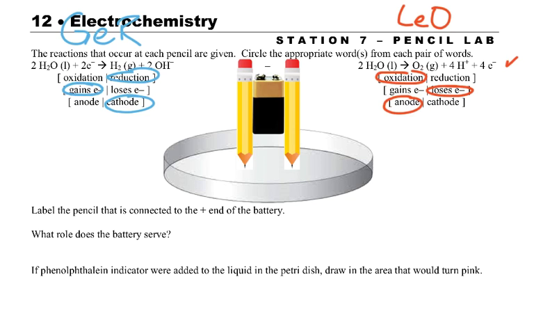Okay, label the pencil that is connected to the positive end of the battery. Oh boy. What role does the battery serve? The battery serves to pump electrons from the anode to the cathode.